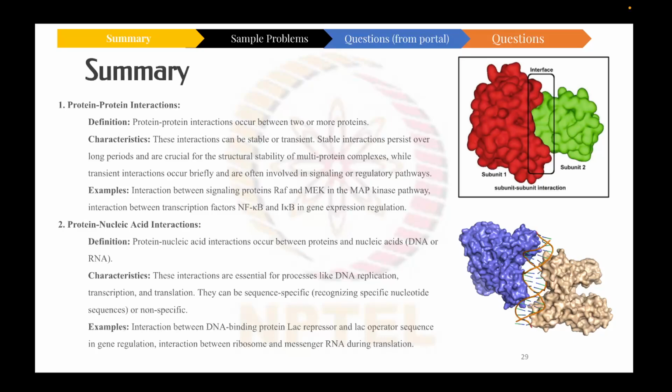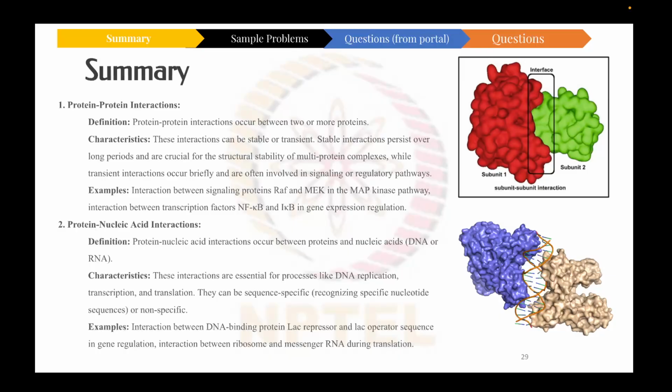Then we have chromatin immunoprecipitation. This allows for the identification of in vivo protein-DNA interactions by cross-linking proteins to the DNA in intact cells, followed by immunoprecipitation of the protein of interest and analysis of associated DNA sequences.